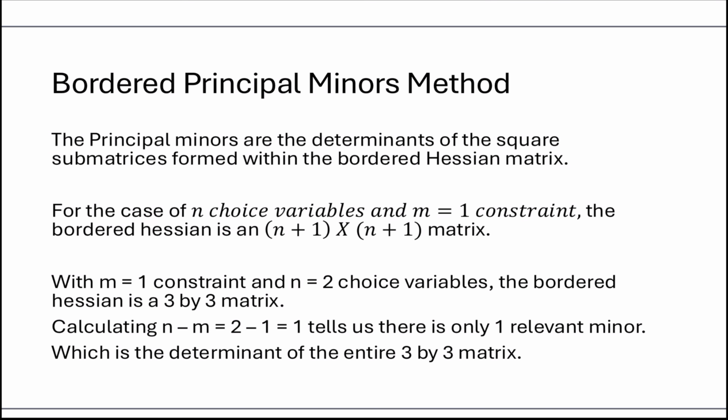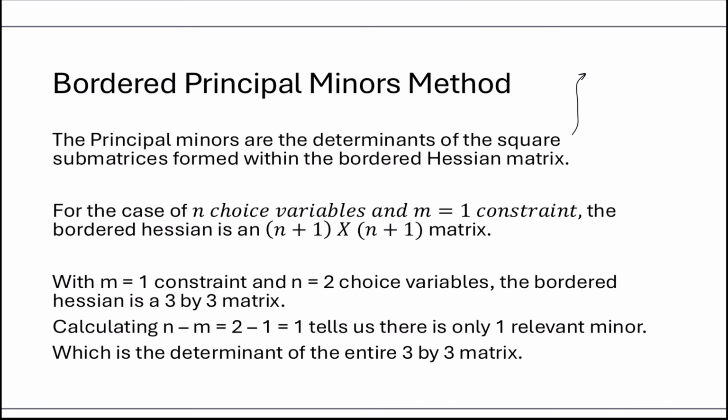Now, looking at the bordered principal minors method, which I think is a bit easier and a bit quicker than projecting the bordered Hessian. The principal minors are the determinants of the square submatrices formed within the bordered Hessian matrix. So, say I had this Hessian over here. A square submatrix of this Hessian would be this matrix, which will be 0, 1, 3, 4. And then another one would be just the whole matrix. So that's what we mean by submatrix.